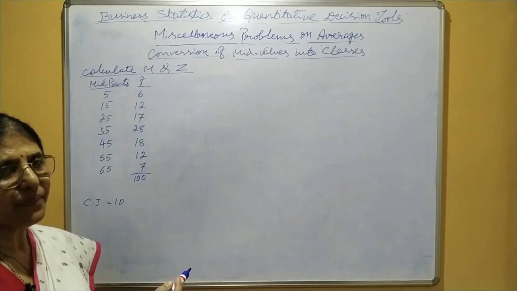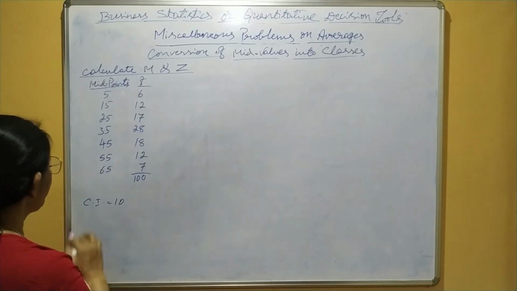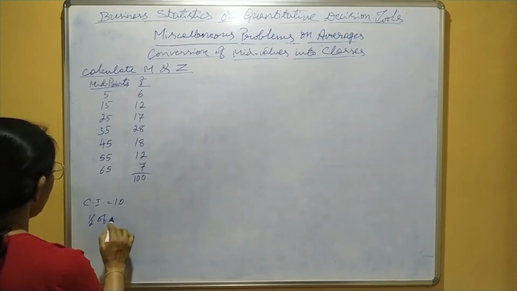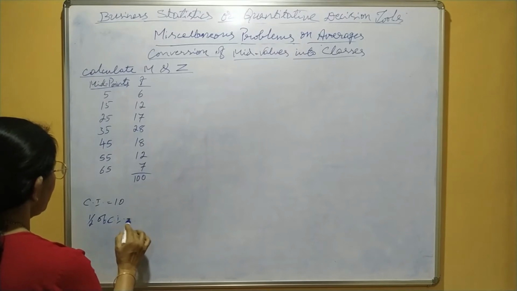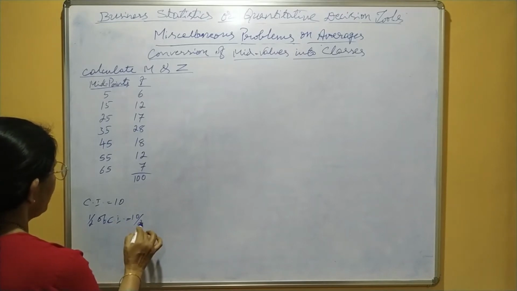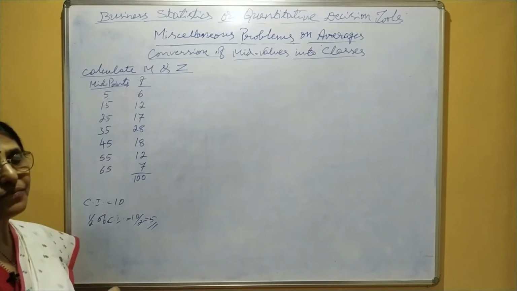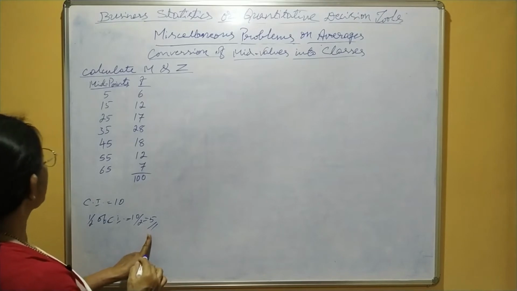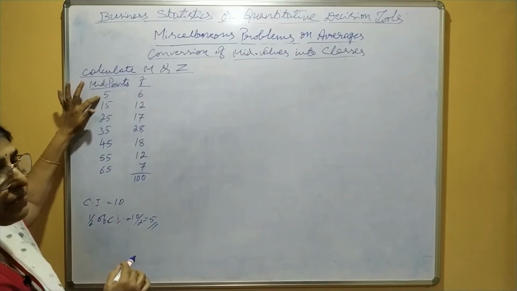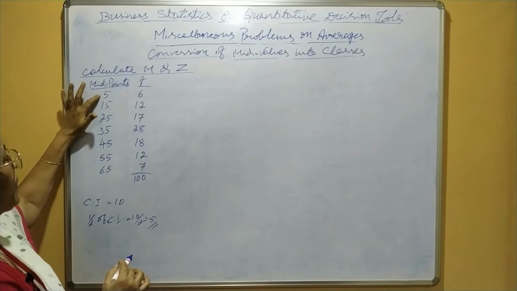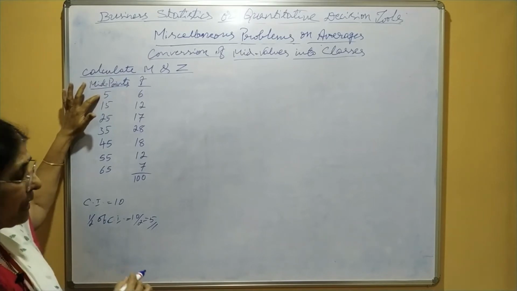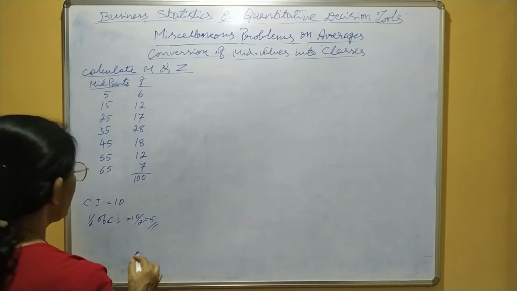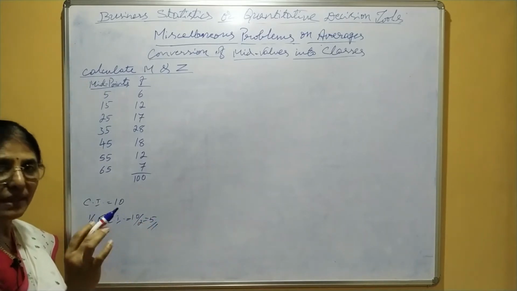The next step is to take half of the class interval. Half of the class interval equals 10 divided by 2, which is 5. Now what we have to do is subtract half of the class interval from the midpoint to get the lower limit, and add half of the class interval to the midpoint to get the upper limit. We have taken that formula earlier.